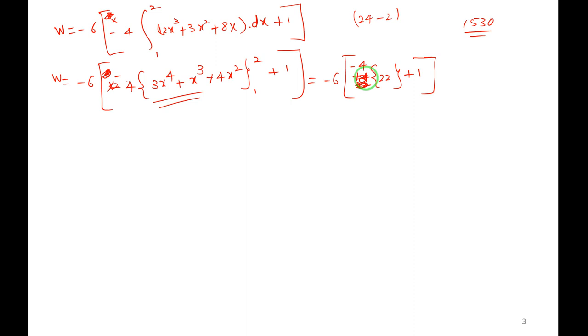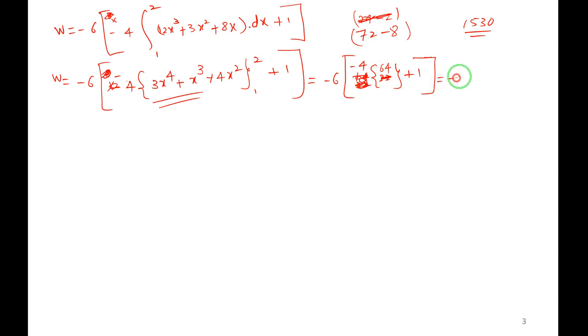So calculate. The upper limit is 2. So I'm giving 2. So I'm getting it as 72, not 24, 72 minus lower limit. So I'll substitute that, it is 1. So 8 I'm getting. 72 minus 8. I am getting it as 64 here.